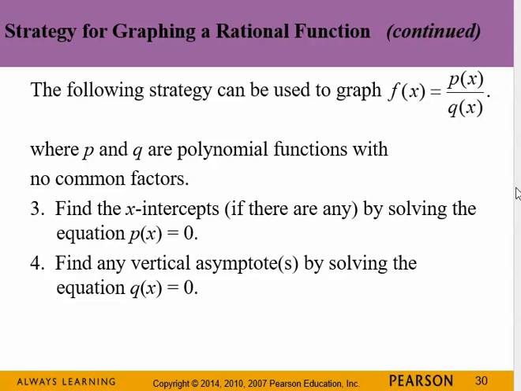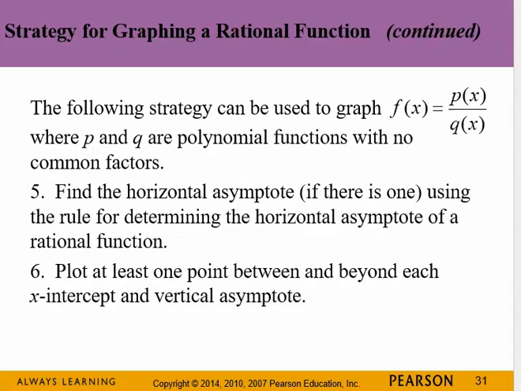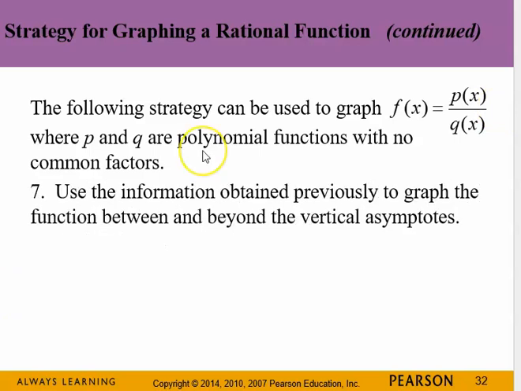And again, we've mentioned, what would make our denominator a 0? That would be the vertical asymptote. And then find the horizontal asymptote if there is one, using the rules we went over earlier. Number 6, plot at least one point between and beyond each x-intercept and the vertical asymptote. And we'll see this all worked out for us. It gets a little complicated. Item 7, use information obtained previously to graph the function between and beyond the vertical asymptotes. That is, to extend the line.